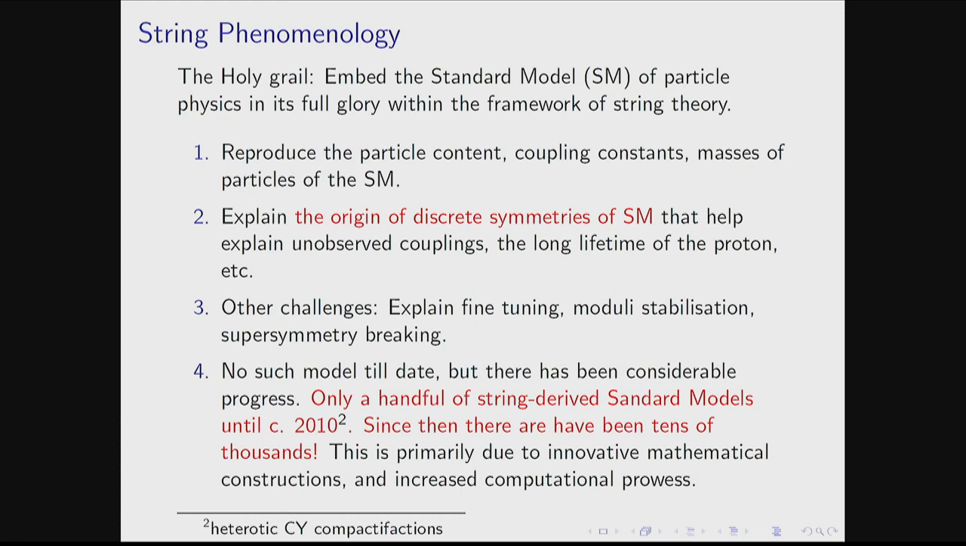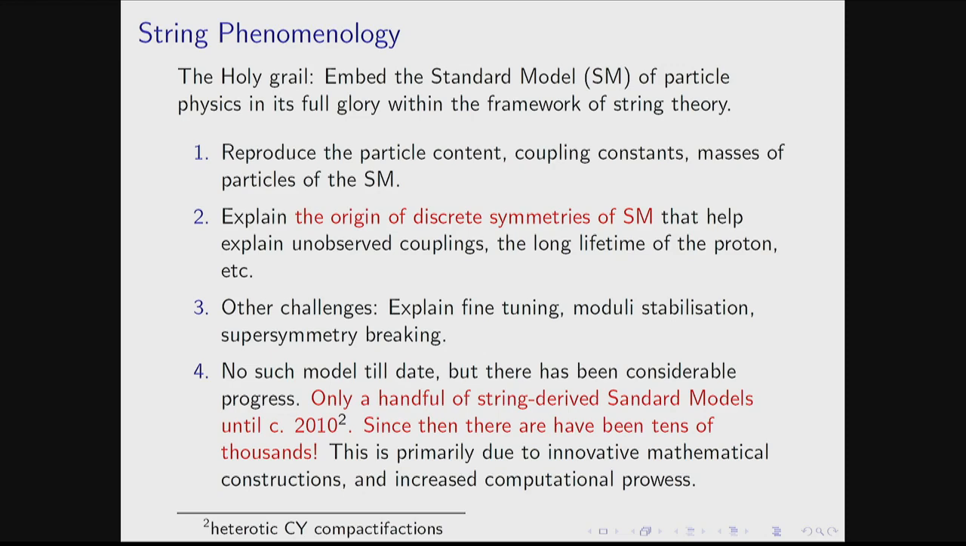So what is the Holy Grail? We were talking about this in the discussion session. So the Holy Grail for a string phenomenologist would be to reproduce the particle content, coupling constants, masses of particles. Wouldn't it be great if one could find the mass of the electron from one of these models? Explain the origin of discrete symmetries of the standard model that help explain things that do not happen, often invoked to explain the long lifetime of the proton, etc. There are other more fiddly challenges. That is to explain fine-tuning, moduli stabilization, supersymmetry breaking, and so on.